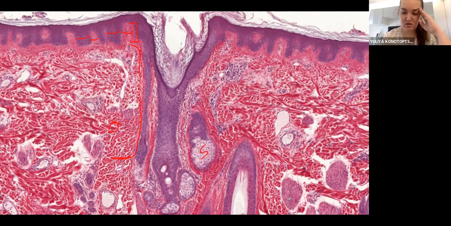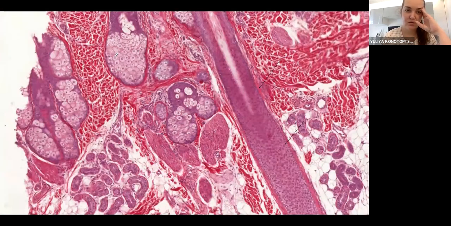Sebaceous glands, erector pilae, right? Hair follicle is invaginating like this. So yeah, the same idea: sebaceous glands, erector pilae muscles, eccrine sweat glands, the same.